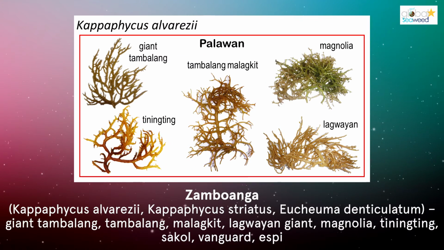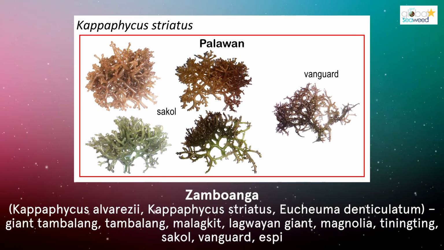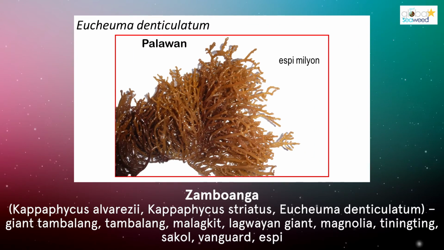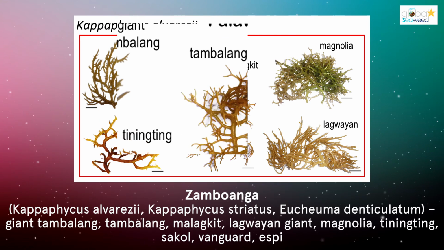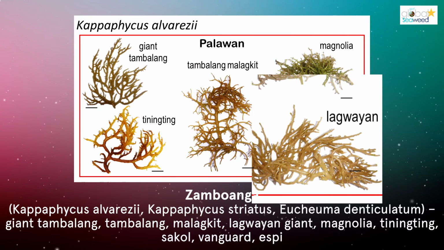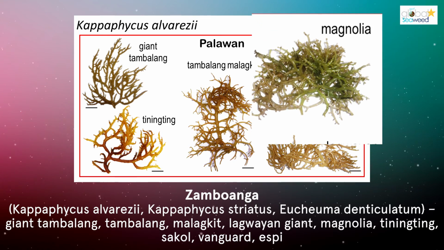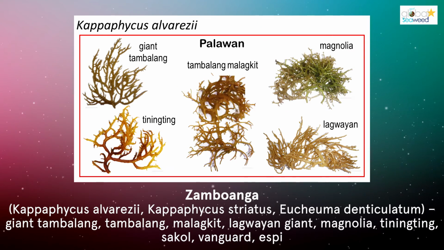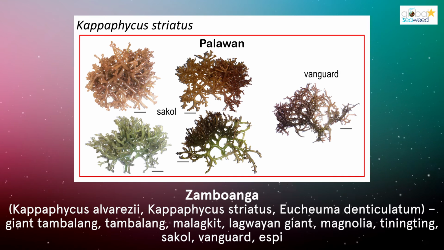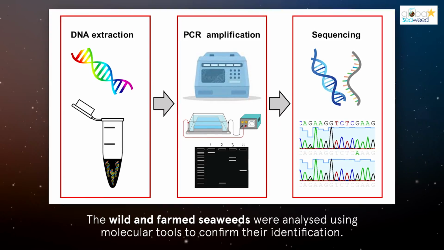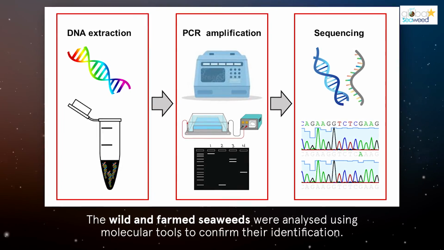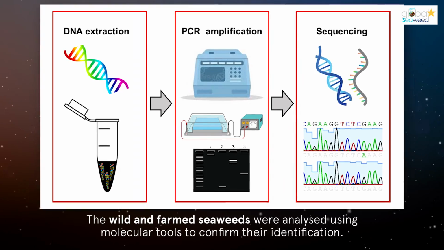In Palawan, K. alvarezii, K. striatus, and E. denticulatum are farmed. The K. alvarezii varieties are Giant Tambalang, Tambalang Malagkit, Lagwayan Giant, Magnolia, and Tiningting. The K. striatus are Sakol green and brown, and Vanguard varieties. The farm variety of E. denticulatum is SP Million. Both the wild and farm seaweeds were analyzed using molecular tools to confirm their identification.